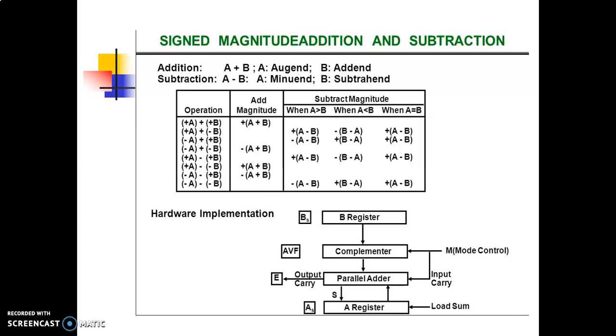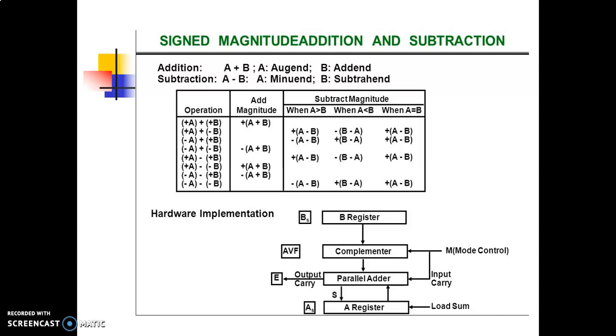Elaborating on the addition algorithm: when the signs of A and B are identical, add the two magnitudes and attach the sign of A to the result. When the signs of A and B are different, compare the magnitudes and subtract the smaller number from the larger. Choose the sign of the result to be the same as A if A is greater than B, or the complement of the sign of A if A is less than B. If the two magnitudes are equal, subtract B from A and make the sign of the result positive. The two algorithms are similar except for the sign comparison.